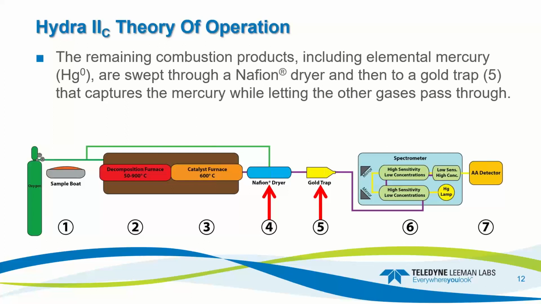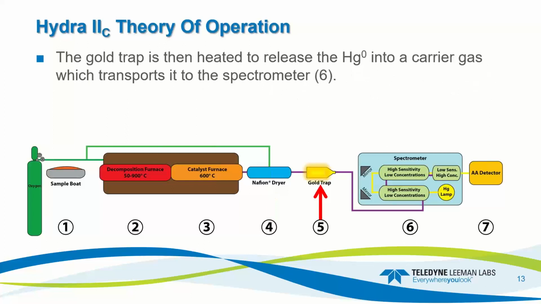Then the remaining combustion products, including that elemental mercury, are swept through the Nafion dryer to remove any excess moisture, then onto the gold trap that captures the mercury, but it lets all the other gases pass through. The gold trap is heated, which releases all the elemental mercury into the carrier gas, which transports it to the spectrometer.